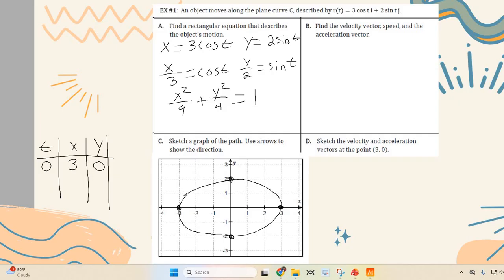Then what's the next easy thing to plug in? Pi over 2. Cosine of pi over 2 now is 0. Sine of pi over 2 is 1, so now we get 2. So notice that we are moving towards this top point, and we will continue in that direction. Is that because it's the same direction when the circle goes? Correct.